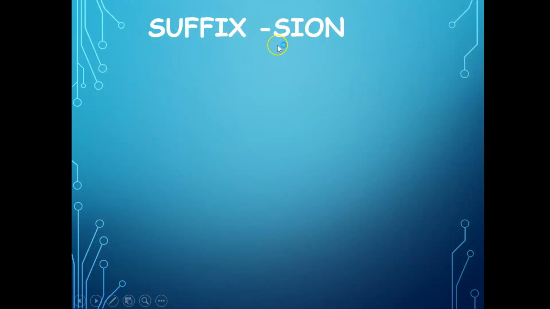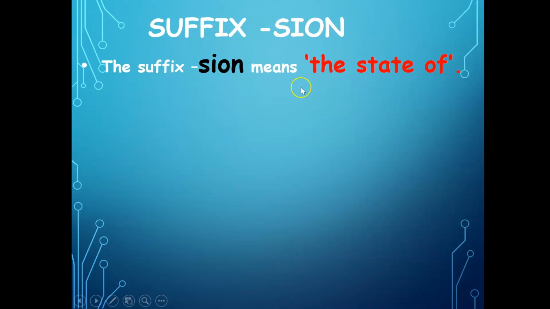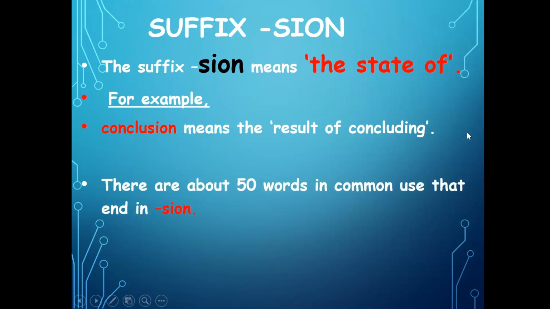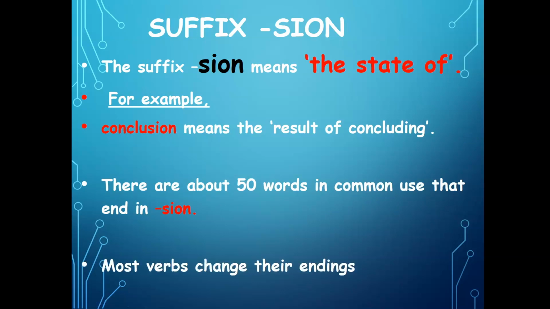Now again we'll explore SION a little more. What does it mean? It means the state of. For example, let's say conclusion. Conclusion means the result of concluding. There are about 50 words in common use that end in SION, and most of the verbs change their ending in order to add the suffix.